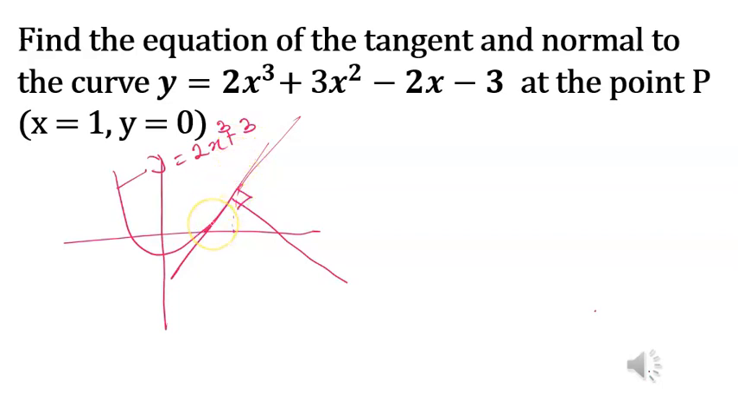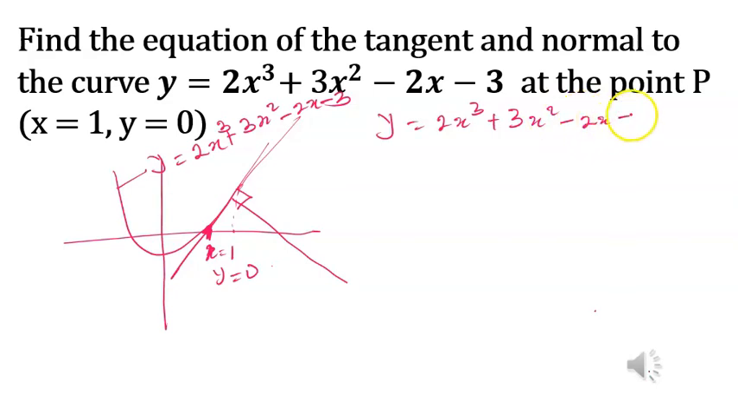The tangent is at the point P. Okay, let's say here is the point P. The point P is at x equals 1 and y equals 0, so it's on the x-axis. Now, for me to define the equation of the tangent of this line, the first thing is to find the derivative of y equals 2x raised to power 3 plus 3x squared minus 2x minus 3.